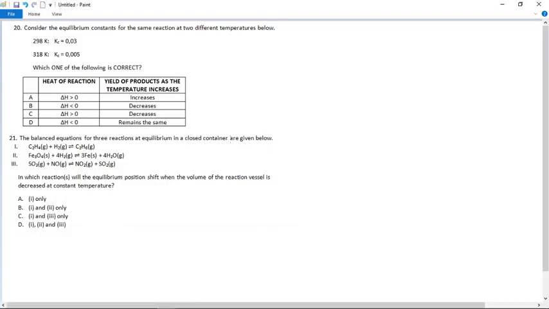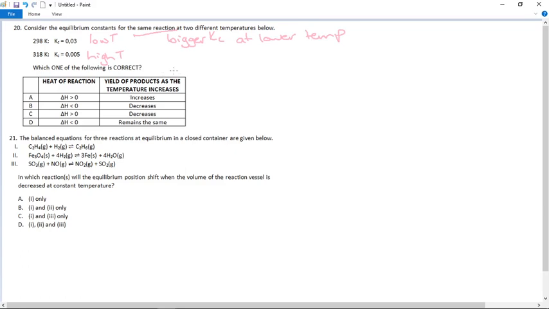Now consider the equilibrium constants for the same reaction at two different temperatures. So this temperature here is a low temperature. This is a high temperature because it's 298 Kelvin versus 318 Kelvin. And if we have a look here, there is a bigger Kc at the lower temperature.